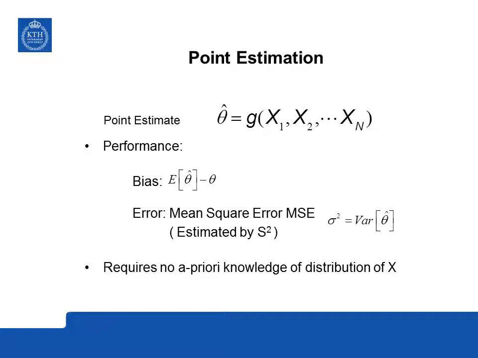Unfortunately, in most cases we don't know the distribution of X, but that's not usually a big problem, because we can estimate the mean square error by s squared, which is the sample standard deviation squared. And if we do that, we have removed the dependence on the a priori knowledge of the distribution of X.